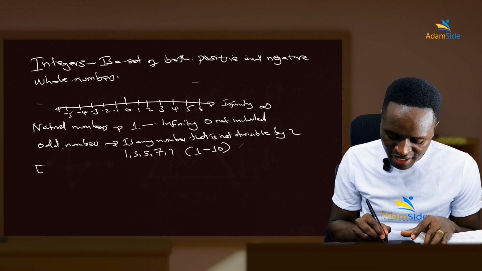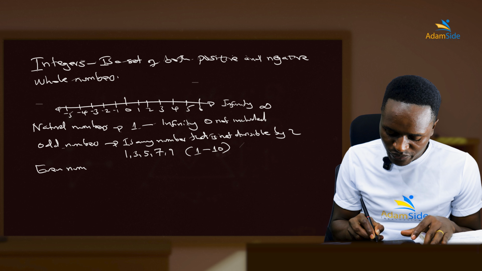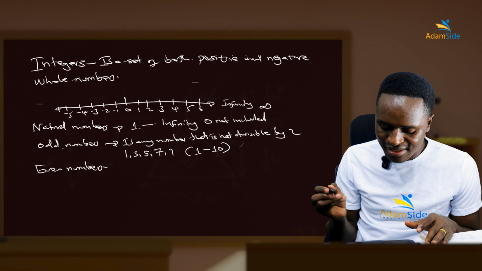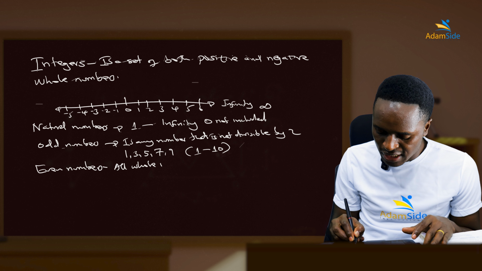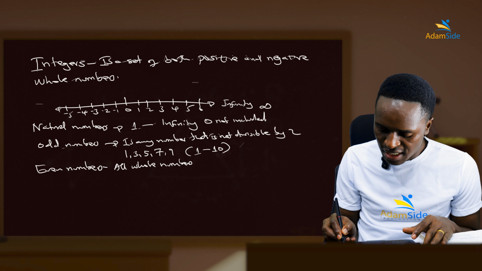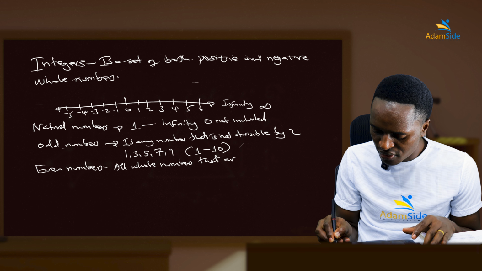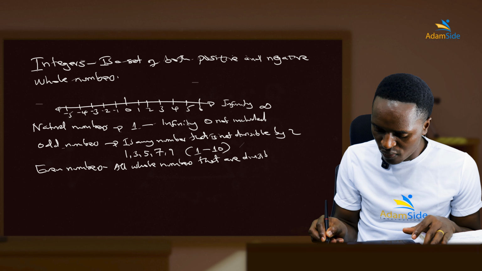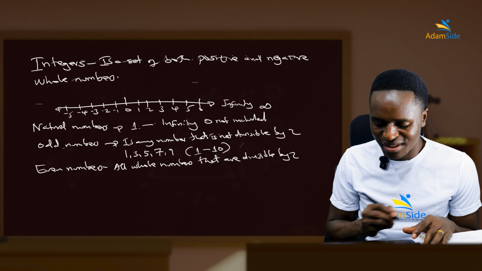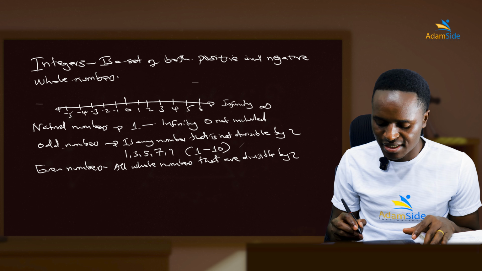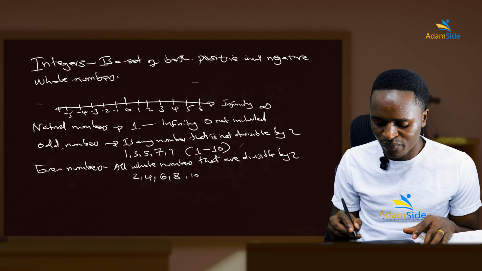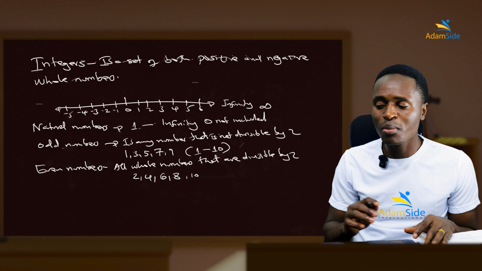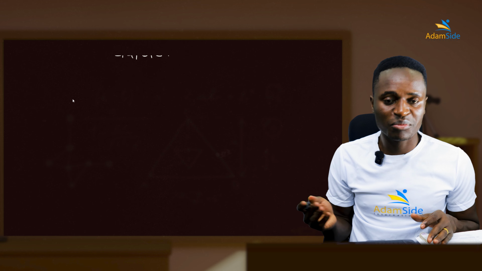Then we have even numbers. Even numbers are all whole numbers that are divisible by 2. That's easy. For example, in the range between 1 and 10, we have 2, 4, 6, 8, and then 10. All these numbers are divisible by 2, so we say even numbers.